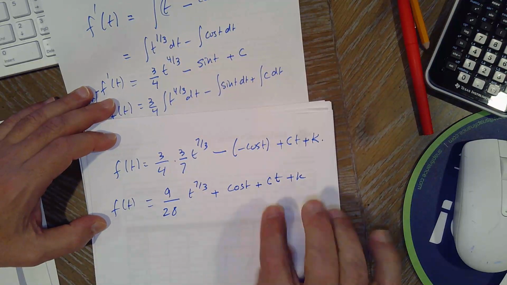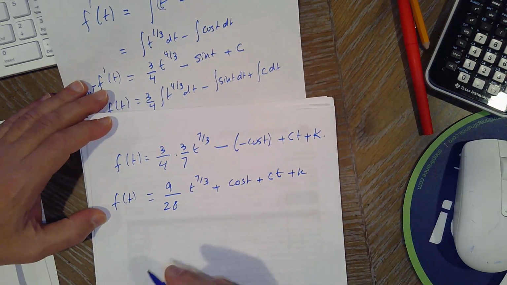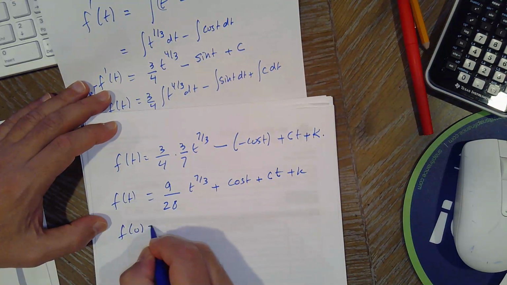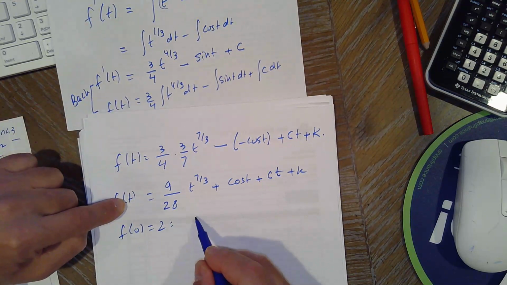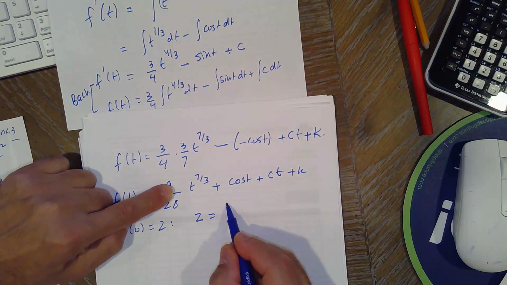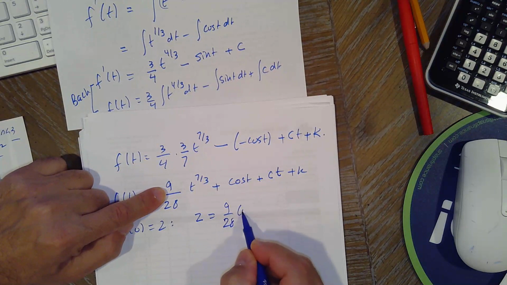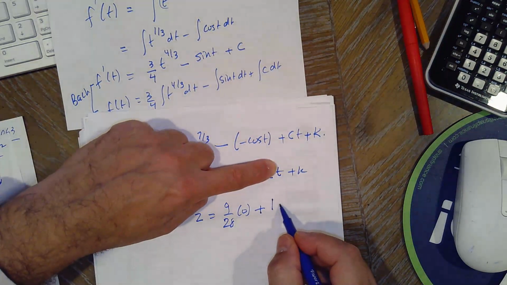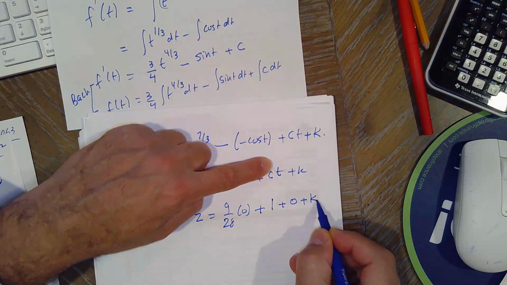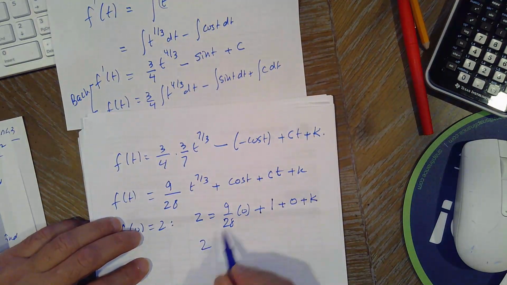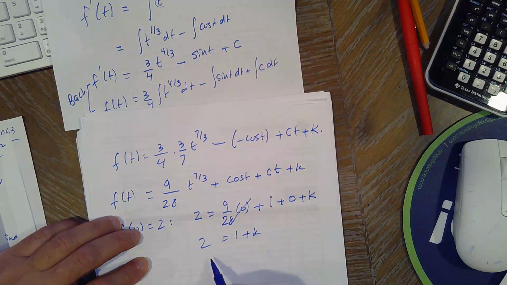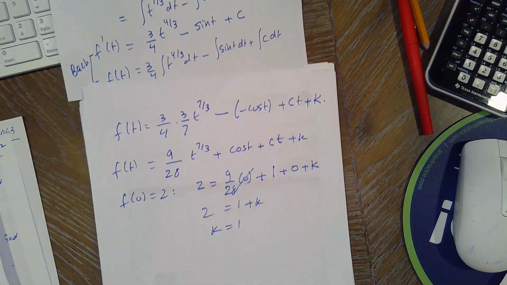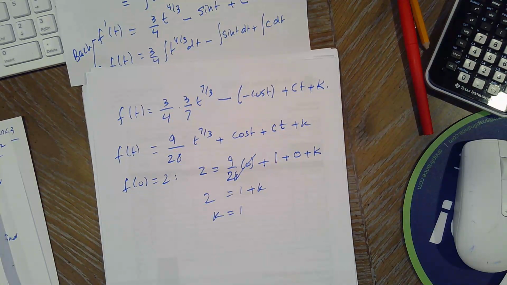So now let's see how we can find c and k. We got two conditions, f of 0 equals 2. Let's see what we get from that. 2 equals 9/28 times 0 plus cosine 0, which is 1, plus c times 0, which is 0, plus k. So 2 equals 1 plus k, so k is 1. We got k equals 1.